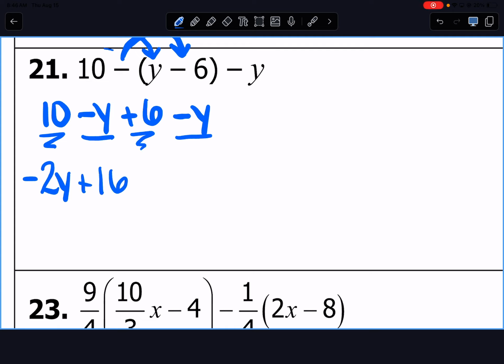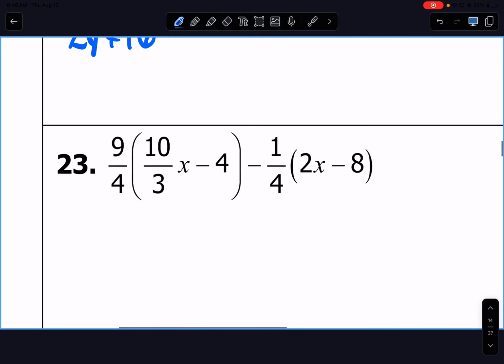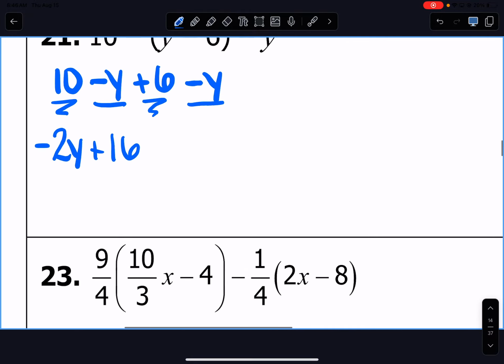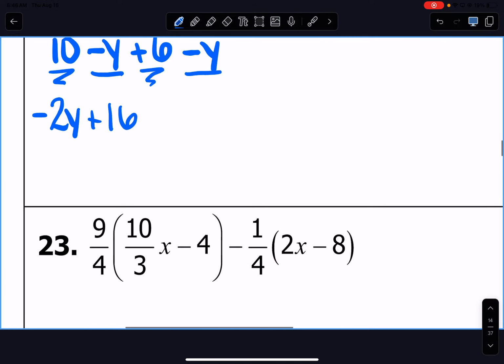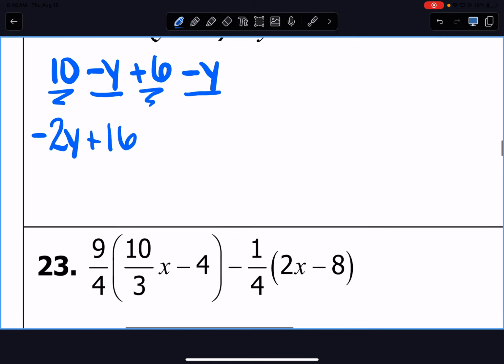There we go. Now we have another one with a fraction. It's not so scary, I promise. We're going to multiply straight across just like we did last time.